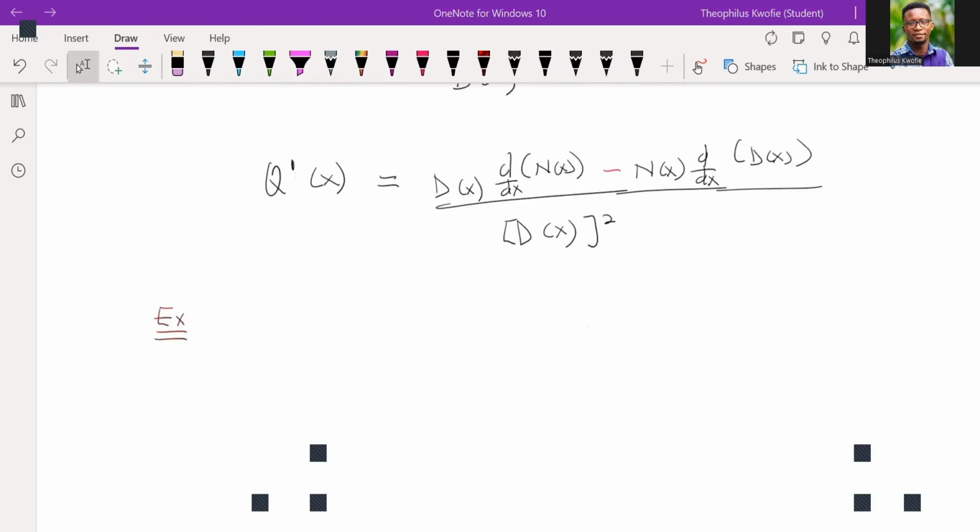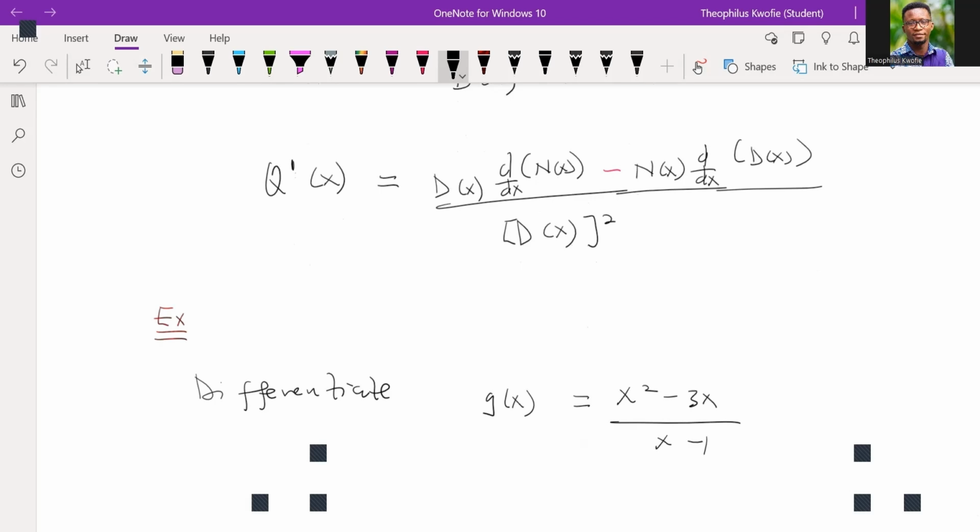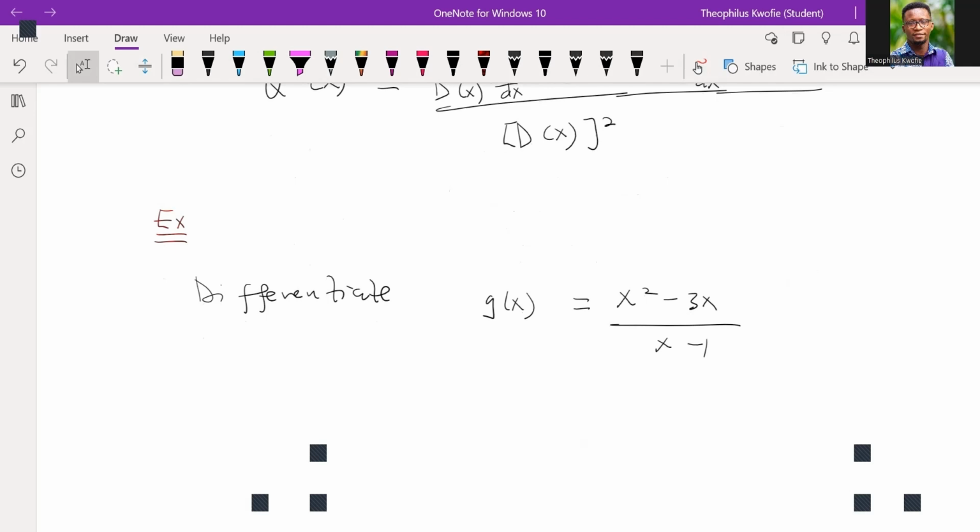So at this point, let's look at some nice examples so that we appreciate it. Let me give you a sample. If I want to differentiate, let's say, g of x equal to x squared minus 3x all divided by x minus 1, what do we get? At this point, you can pause your video and try it out. All right, so let's go.